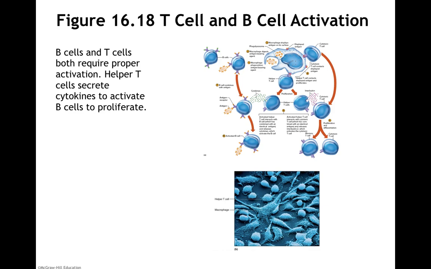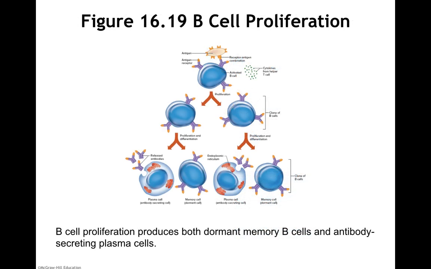Both B cells and T cells require proper activation. Helper T cells can help with that activation, and B cells can help activate helper T cells. They all lead to proliferation, producing memory cells and antibody-producing cells. In the case of B cells, and in the case of T cells, we have memory cells, and then we have cells that actively engage infected cells.